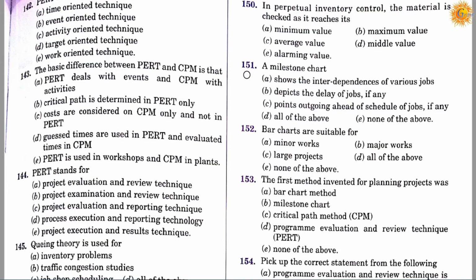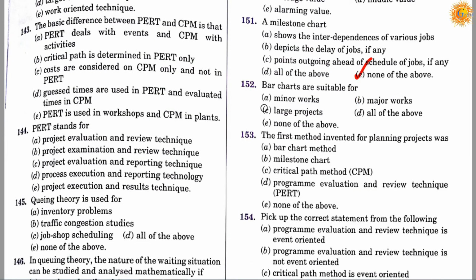Question number 151. A milestone chart, option A, shows the interdependence of various jobs, option B, depicts the delay of jobs if any, option C, points out the going ahead of scheduling of jobs if any, and option D is all of the above and option E is none of the above. A milestone chart is none of the above. Correct answer is E.